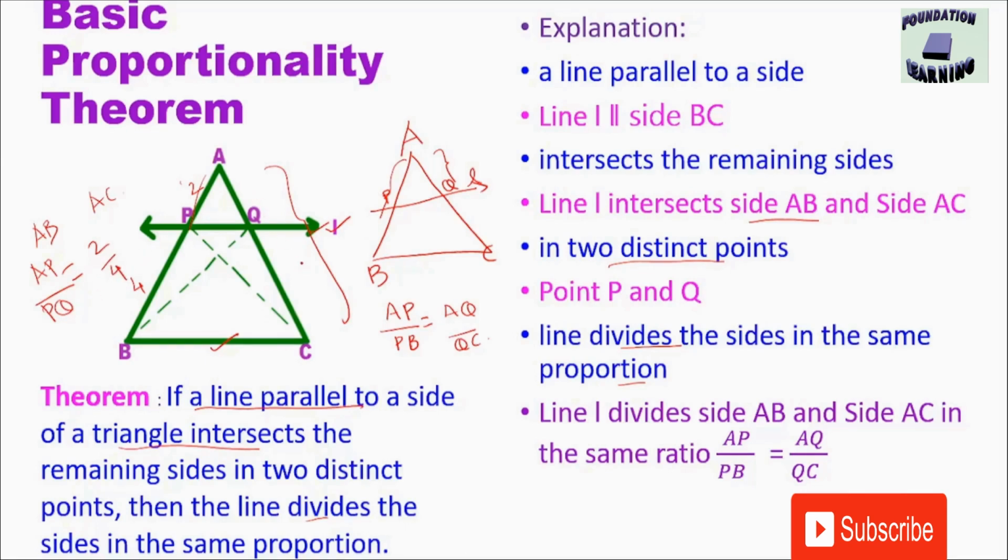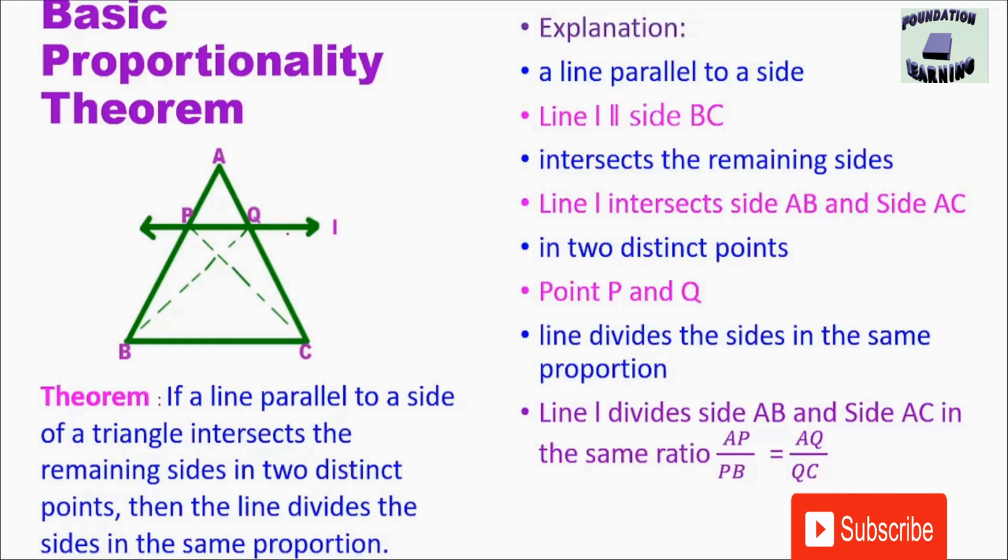Now AP upon PB has to be equal to AQ upon QC. So AQ might be 3 and QC might be 6. So 2 ones are 2, 2 twos are 4, and 3 ones are 3, 3 twos are 6. So the ratio is 1 upon 2, and this side also the ratio is 1 upon 2. Okay, so remember this.